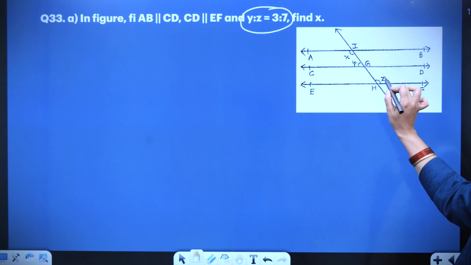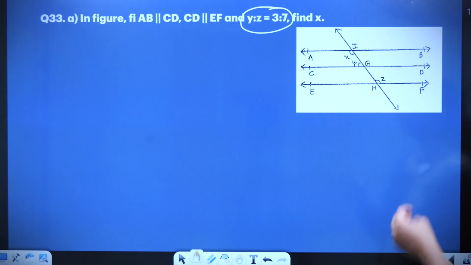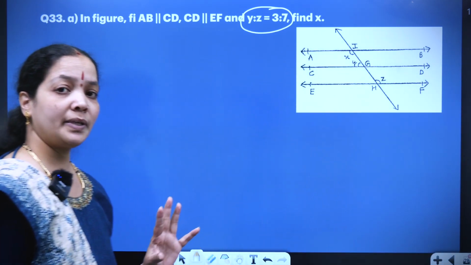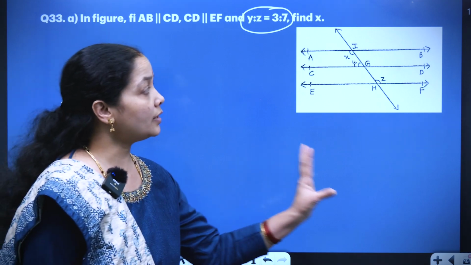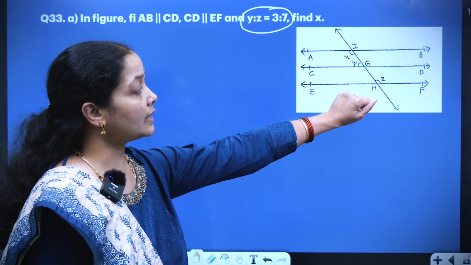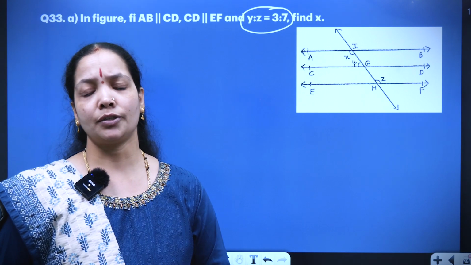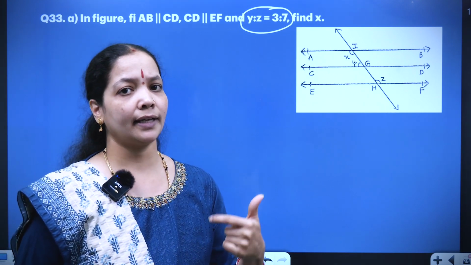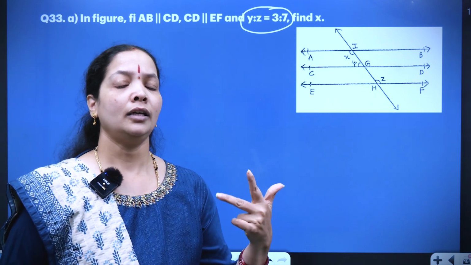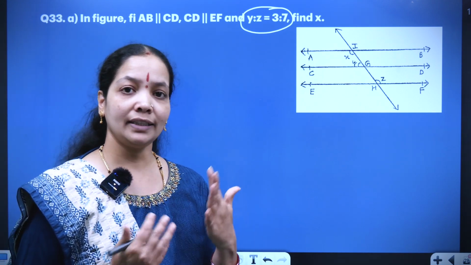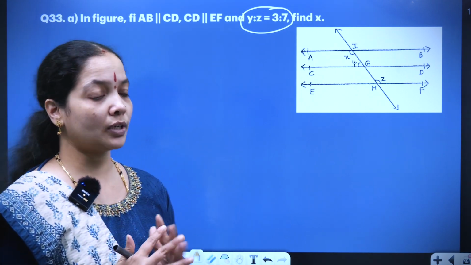Y is to Z is 3:7, they are telling. Now whenever we are focusing on these types of problems, we have to know the major important rules and angles that are related to parallel lines. There are n number of angles related to that. One is called corresponding angle, alternate interior angle, co-interior angle, vertically opposite angle. All these types of angles should be known to us.